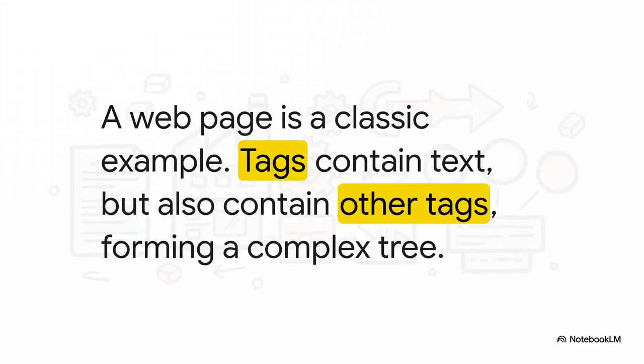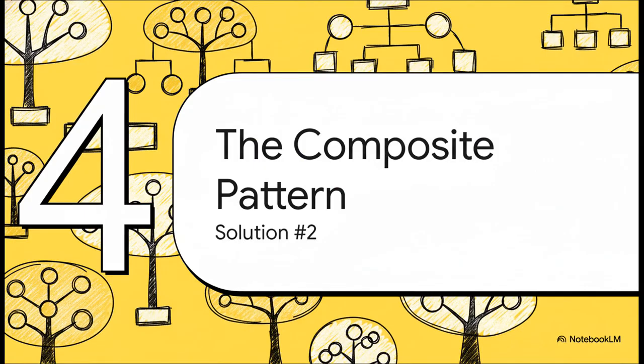And it's not just files. The web pages we look at every single day, same exact idea. An HTML document is just one big tree of tags. You've got a body tag that can hold a paragraph, but it can also hold another div tag, which then holds even more tags inside of it. So how do you write code that can deal with these tree structures without becoming a tangled mess? You guessed it, there's another beautiful design pattern for that called the composite pattern.